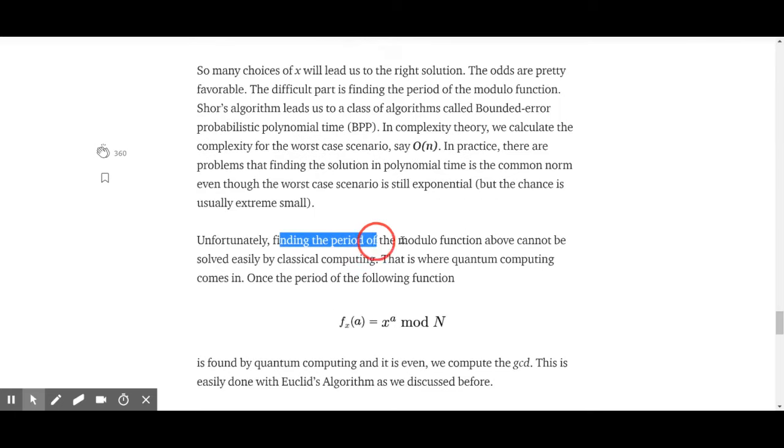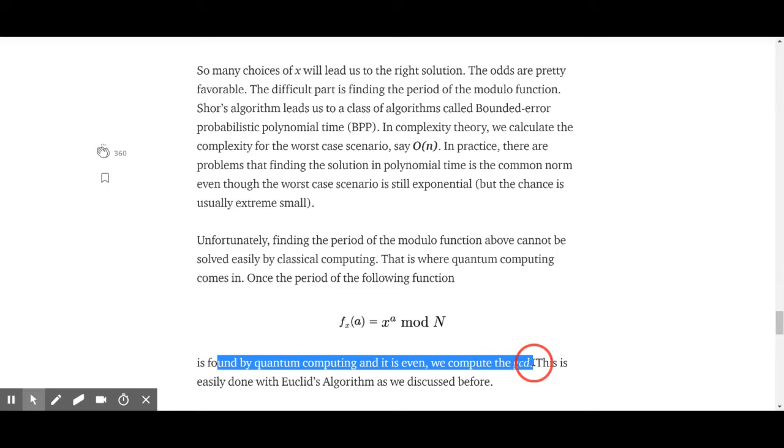Unfortunately, finding the period of the modulo function above cannot be solved easily by classical computing. That is where quantum computing comes in. Once the period of the following function is found by quantum computing and is even, we compute the GCD.